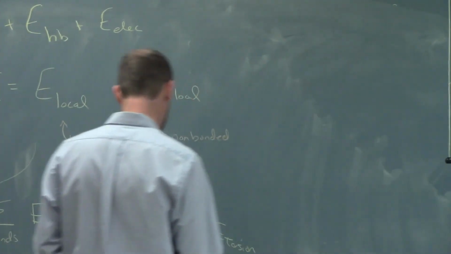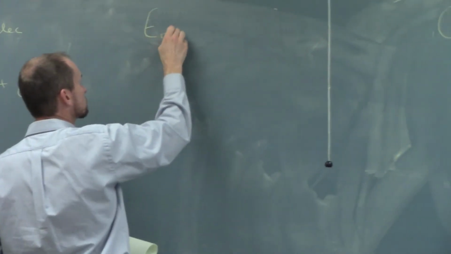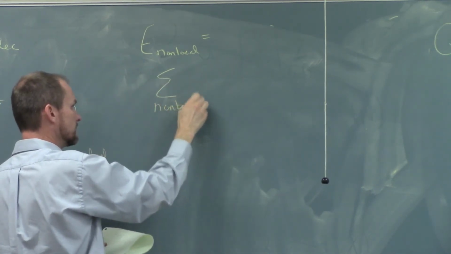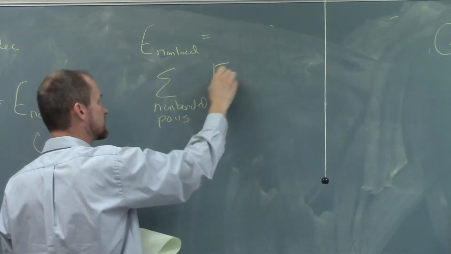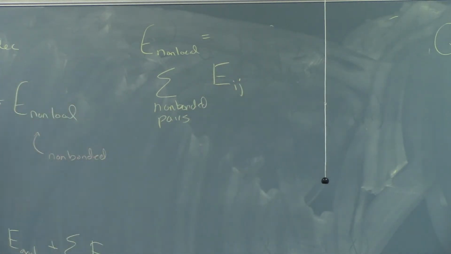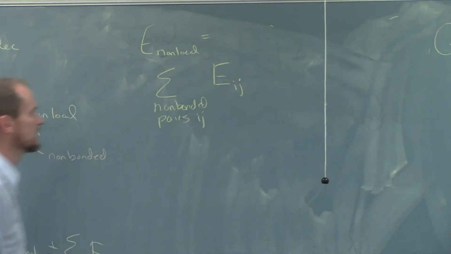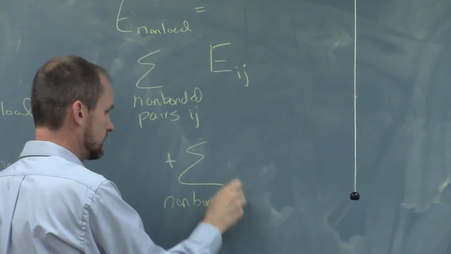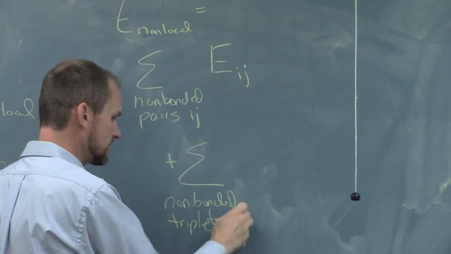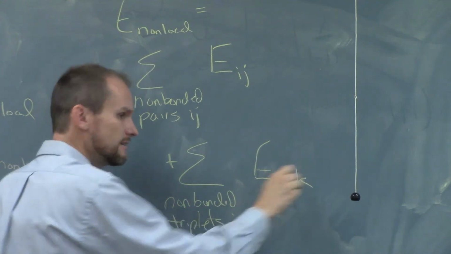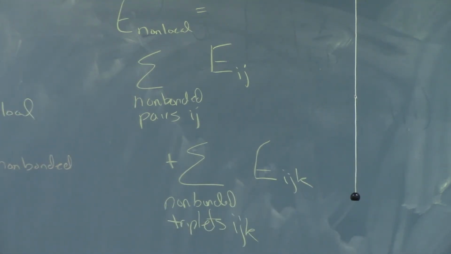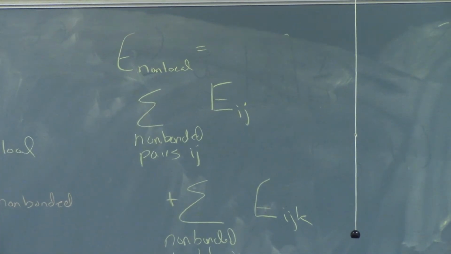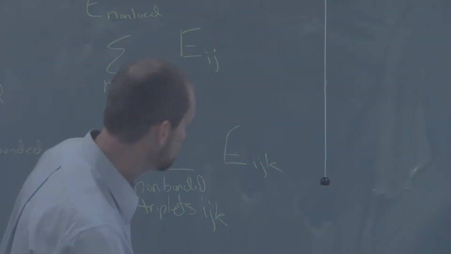For the non-bonded, we sum over all non-bonded pairs of atoms. We have some energy between atom I and atom J, so non-bonded pairs Ij. And we can add a sum over non-bonded triplets of atoms, Ijk. That's the term Ijk. For 3 atoms together, what kind of energy do they go? So we get to tell these some of these multi-body forces. So these are 2-body, 3-body, and you could consider this energy function going on to 4-body terms and 5-body terms, etc.